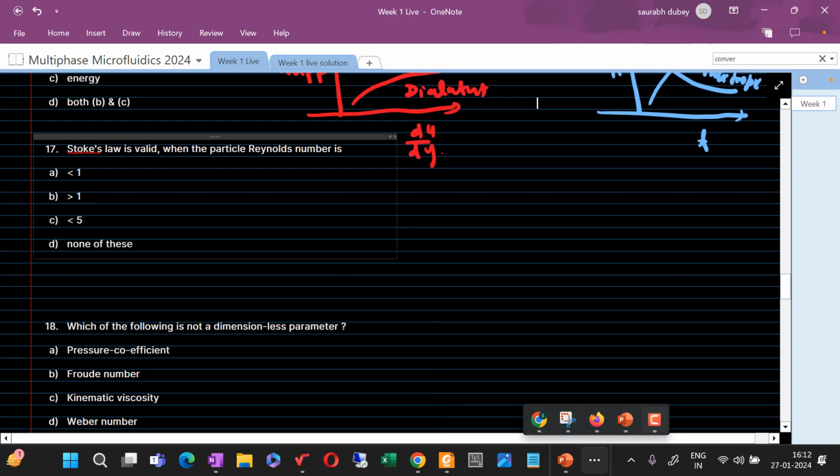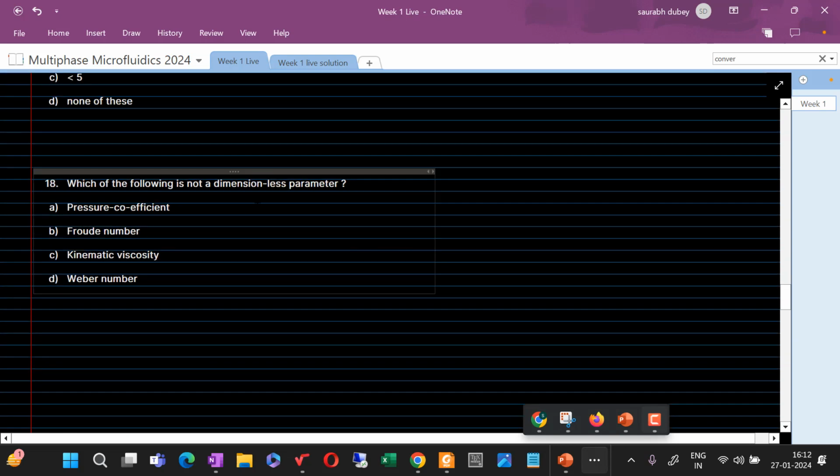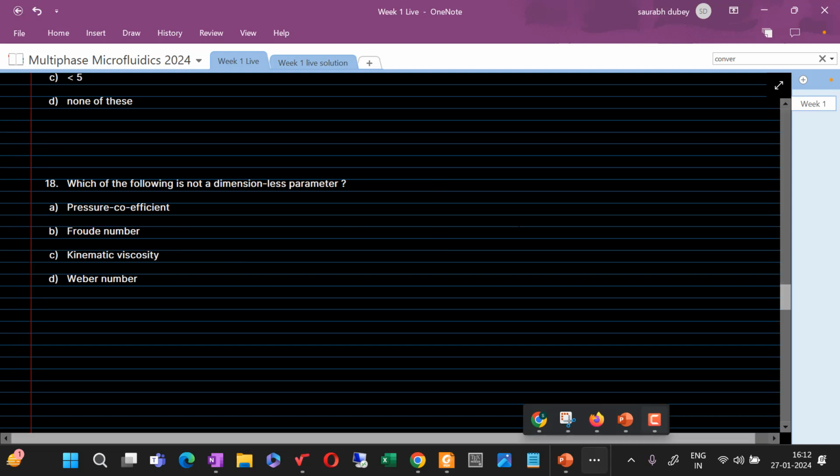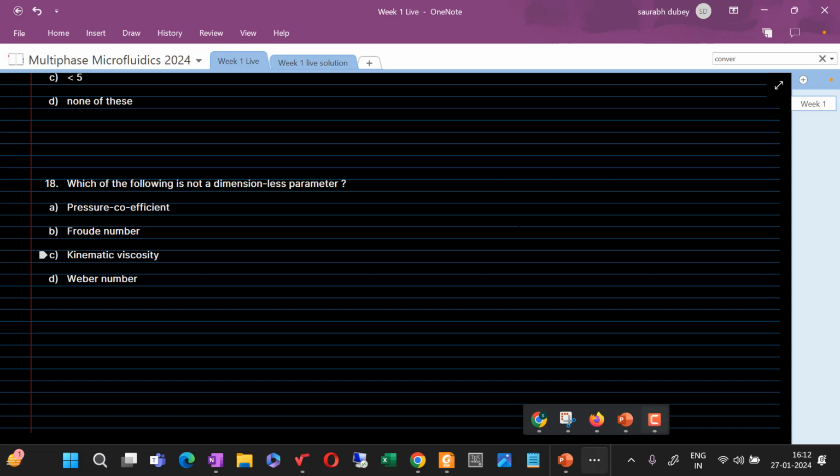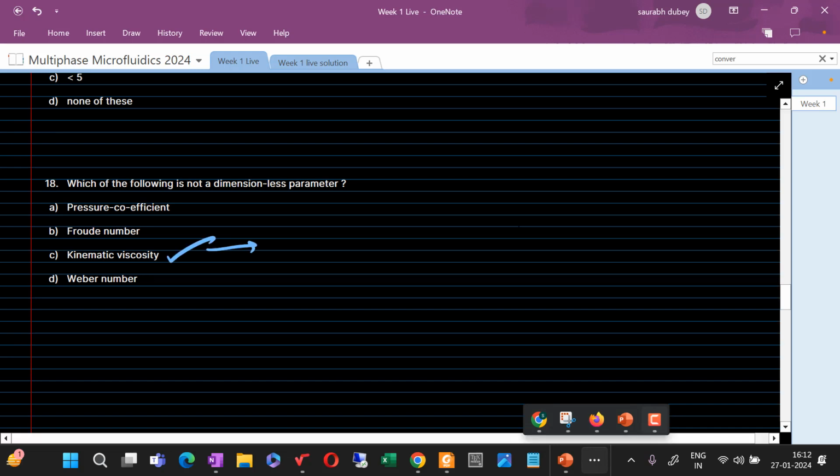So the Stokes one is clear. Which one of the following is not a dimensionless parameter? You solved it, I think. This is also an easy one. Kinematic viscosity is having some dimension, meter square per second. It is mu by rho. You calculated its dimension today, L squared T minus 1.